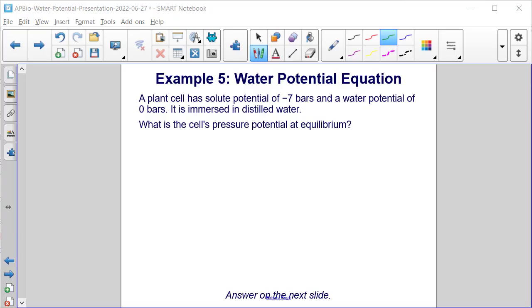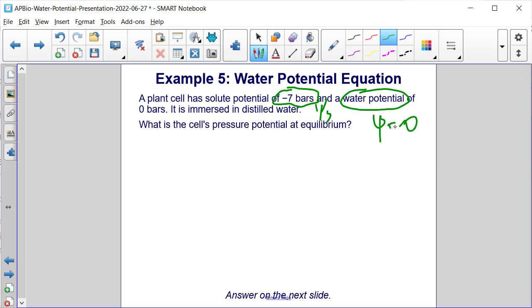Example 5, water potential equation. A plant cell has a solute potential of -7 bars and a water potential of 0 bars. It is immersed in distilled water. What is the cell's pressure potential at equilibrium? So just a couple things. There's a lot of vocabulary here that can make this really hard, but we are told that psi S is -7 and the water potential, which is psi, is 0.